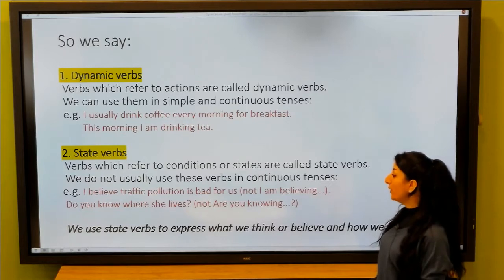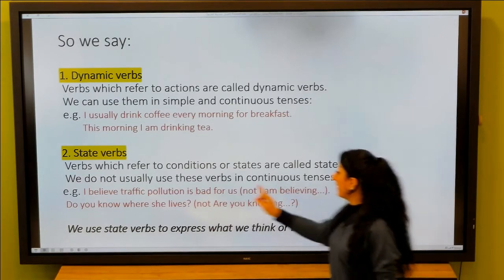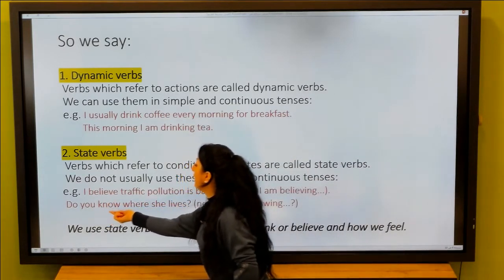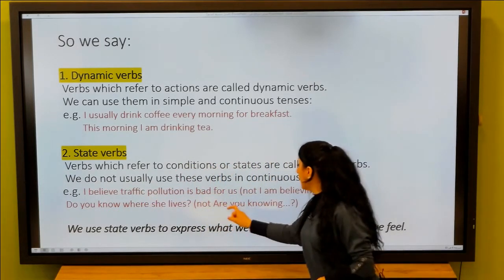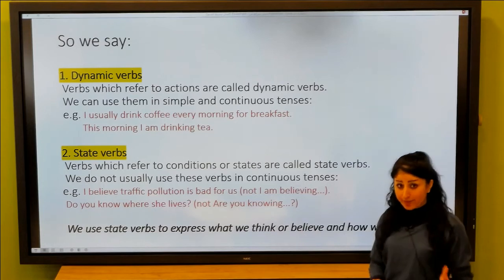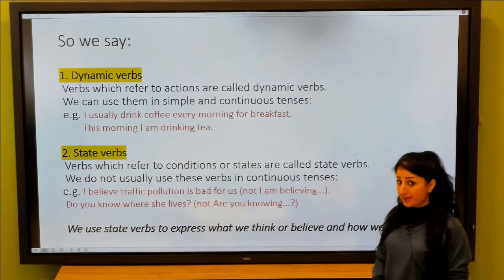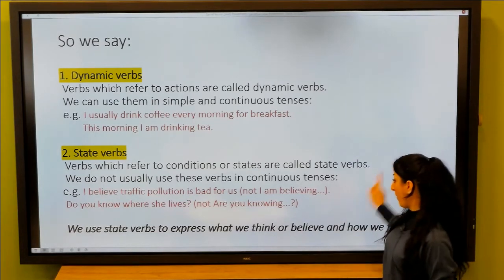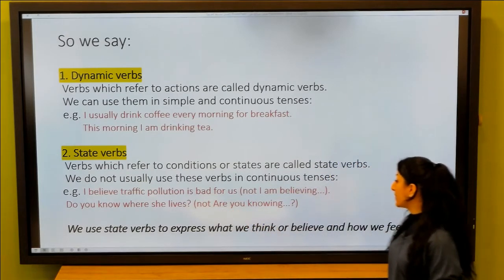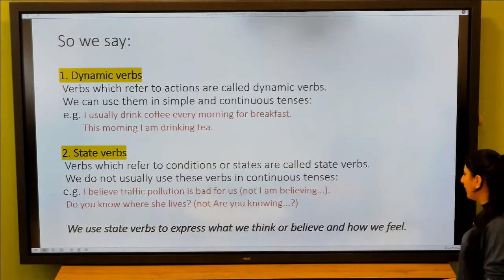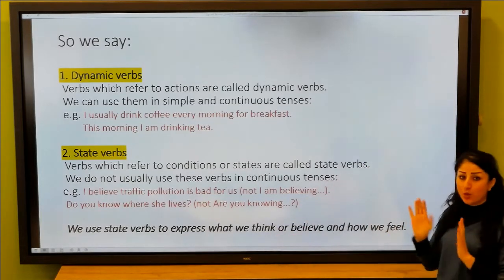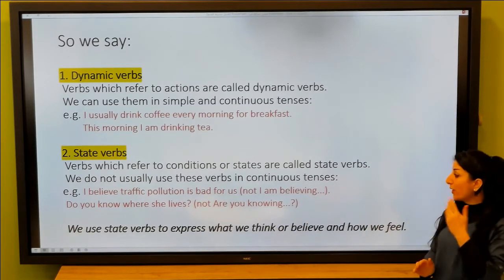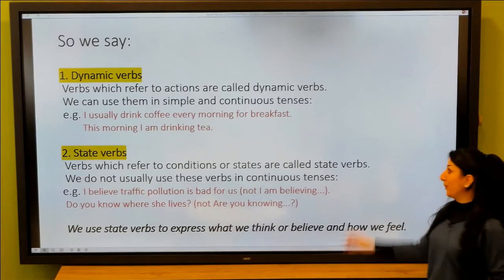Do you know where she lives? Do you know? We have the verb know, which is a state verb, okay? Not "are you knowing," because it's a state verb and doesn't accept -ing at the end of it. We use state verbs to express what we think or believe and how we feel, okay? We have thoughts and feelings. We have two lists that relate to state verbs.